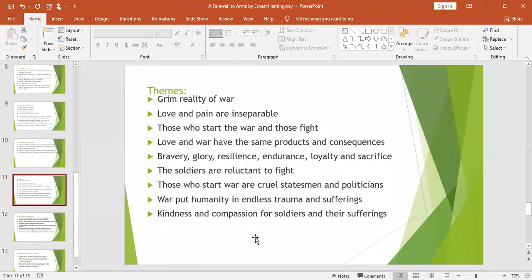When we discuss the themes of this novel, the grim reality of war. War is always destructive, and war has a grim reality. Love and pain are inseparable. Pain is there because of war, but when human beings interact, we cannot avoid it. So naturally, love happens. Love and pain are inseparable.